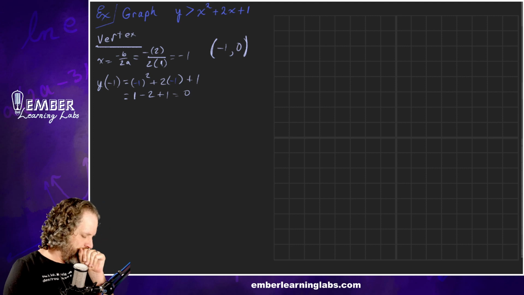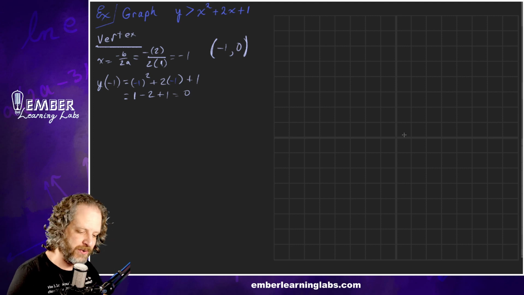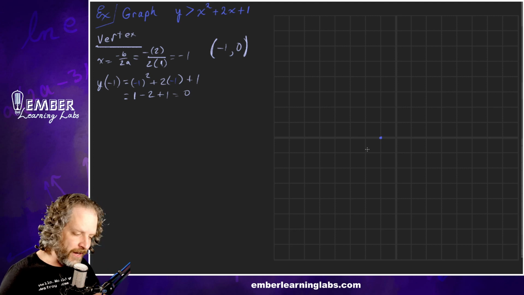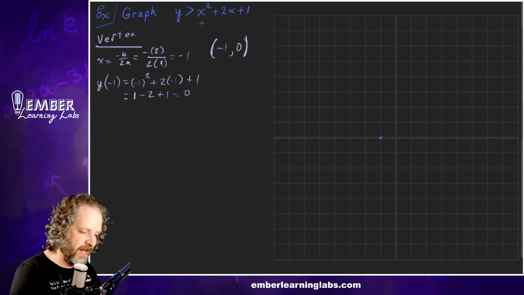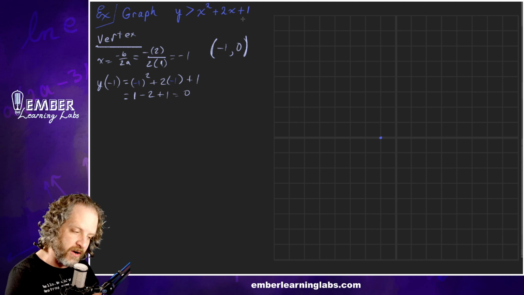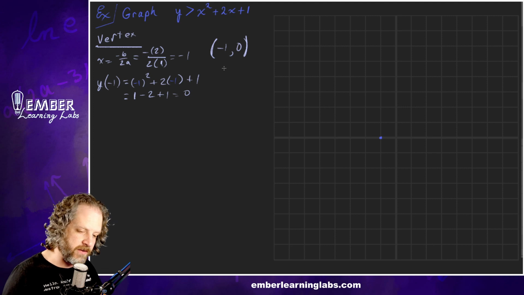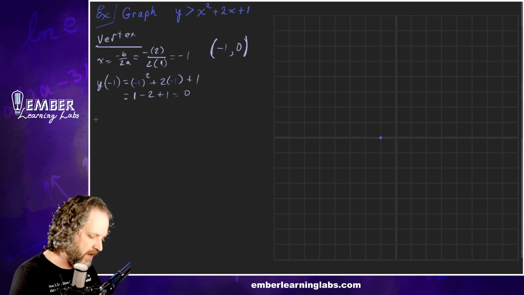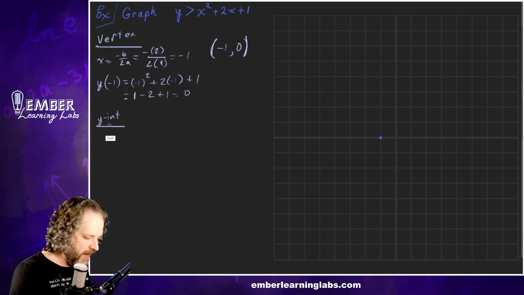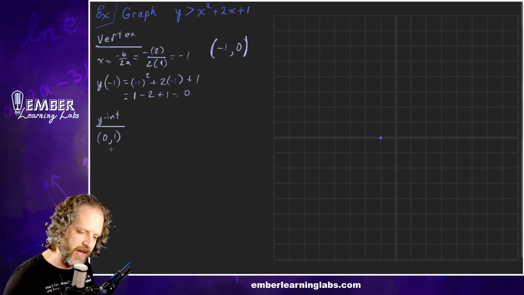Let's put this point on the graph. So negative 1, 0. Look, Mom, I did it. What else can we grab from this? Just looking at it, this up here is in standard form. If it's in standard form, we know that C is the y part of the y-intercept. So we can grab the y-intercept just from that. The y-intercept would be the point 0, 1. So that would be right here, 0, 1.